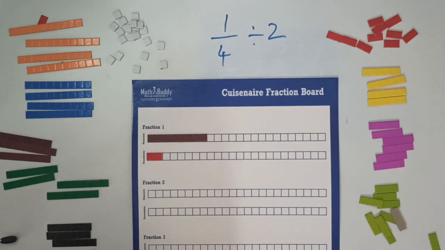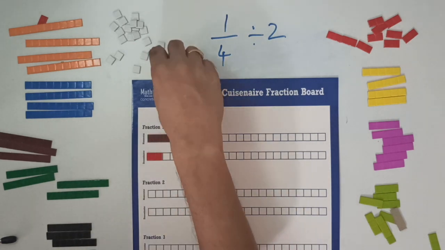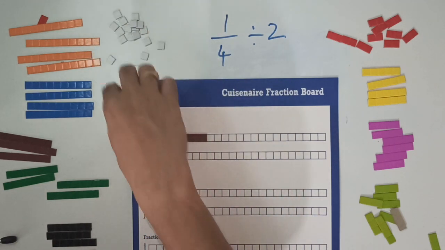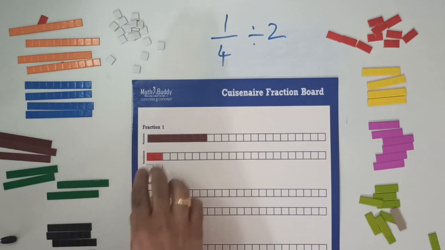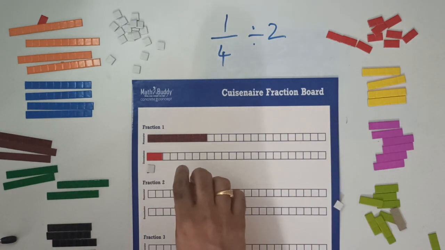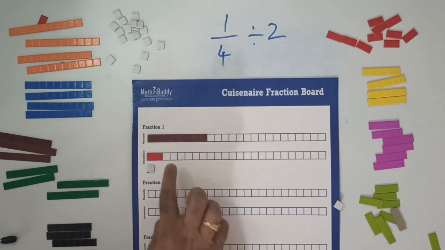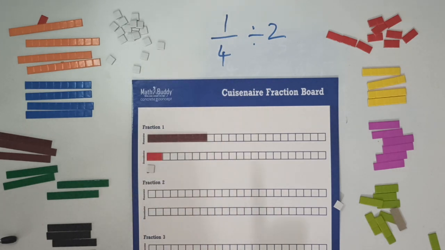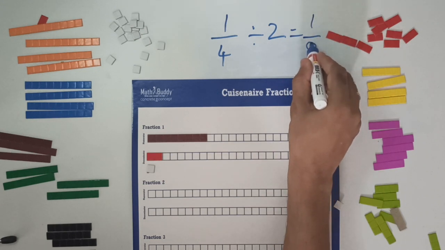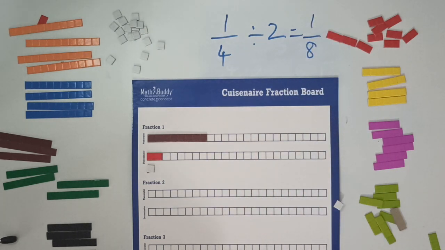And what do you need to do with this? You need to divide this into two parts. You need to share this equally into two parts. So what will each part be? Each part will be a single white rod, right? So if you have to share this equally among two people, each person will get 1. And the denominator, which is the whole, is of length 8. So that's why we say that 1 by 4 divided by 2 gives you 1 by 8, right?